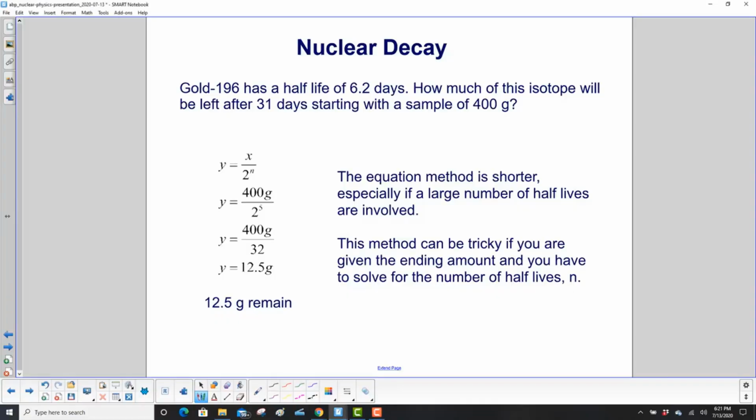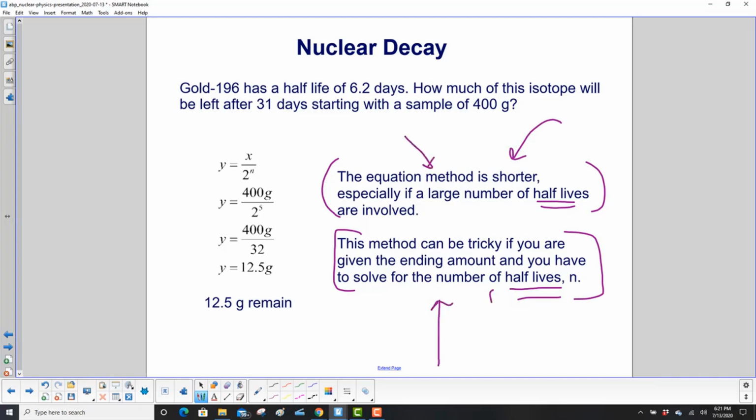In this case, the equation method is shorter, especially if you have a large number of half-lives or a non-integral number of half-lives. However, this method can be tricky if you're given the ending amount and if you have to solve for the number of half-lives n. Then you have to do some trickier math. Obviously, it can still be done, but you have to choose which method works for your situation. And we've given you 2 examples here. Right, so this one, use algebra, and then this one, the table method would probably work better for you.